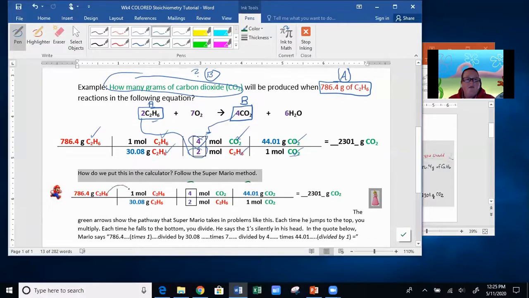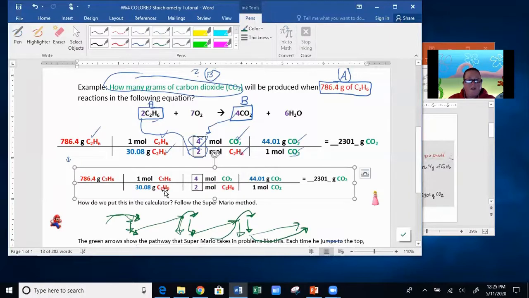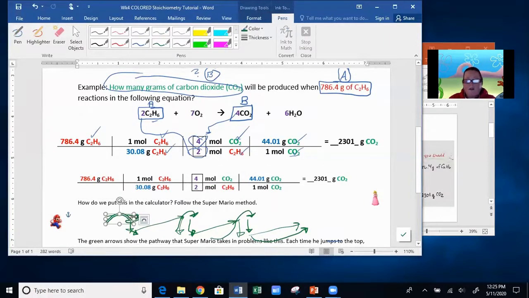So done. This is the pathway from here to here, from here to here, from here to here, and then we hit equals. So he will follow the green arrows, and this has just gotten away from me here, sorry.